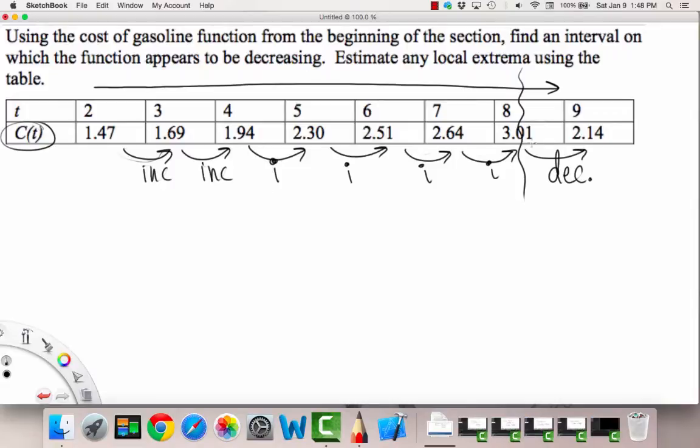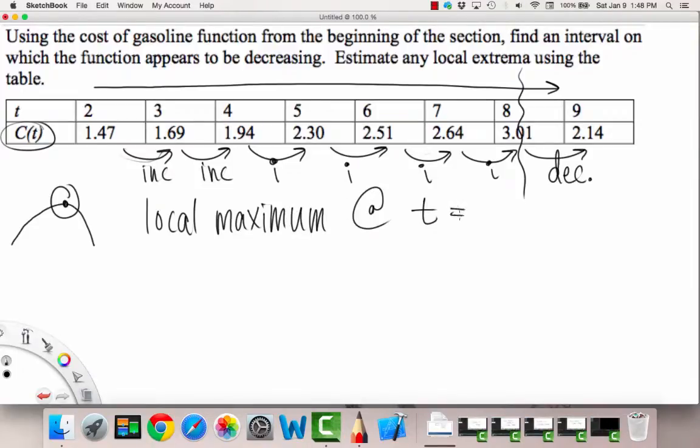This was the important marker here at t equals 8. That's where we switched from increasing to decreasing, which if you remember, when we have an increasing function and it changes to decreasing, that means right there we have a local maximum, okay? So we can identify a local maximum already: local maximum at t equals 8, okay? Then let's also write our intervals on which we're increasing and decreasing. Because we started at 2, we're going to say from 2 all the way up to 8, okay?